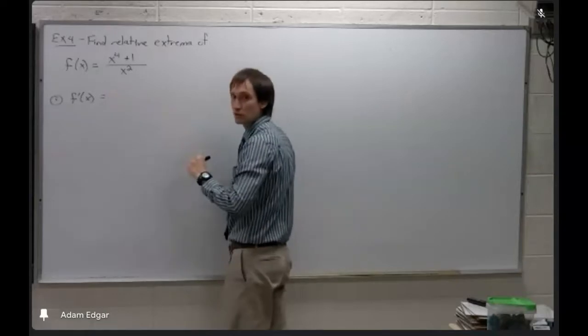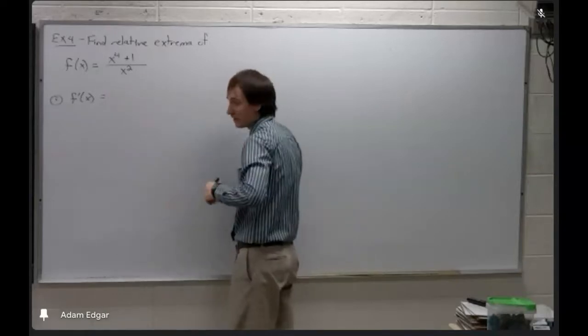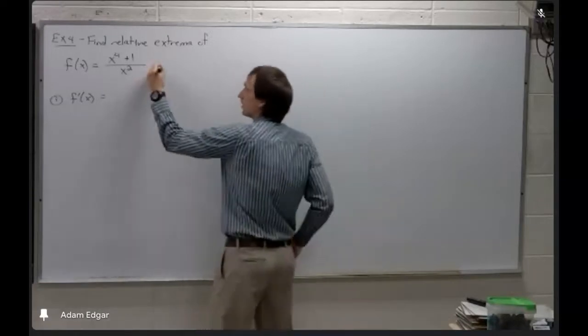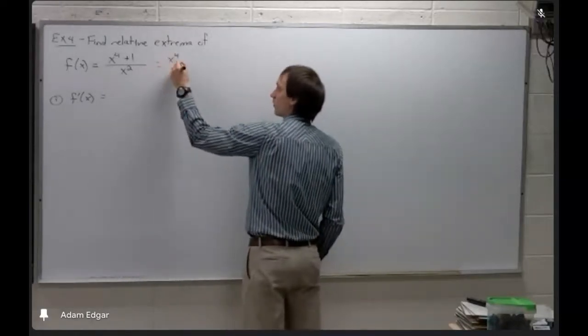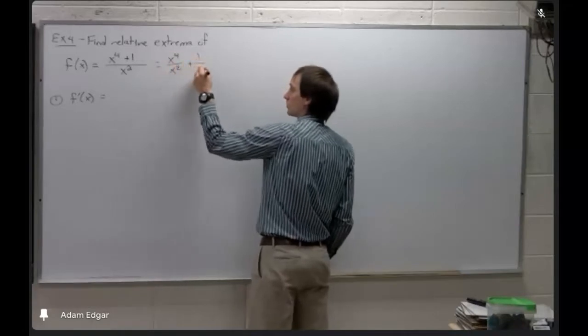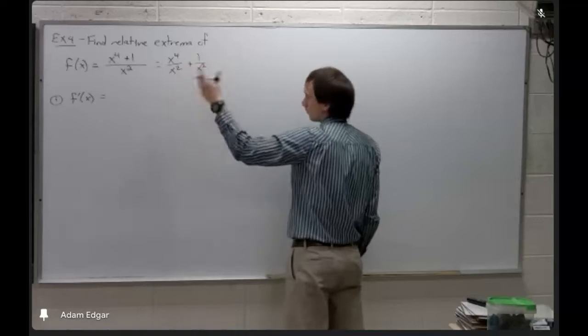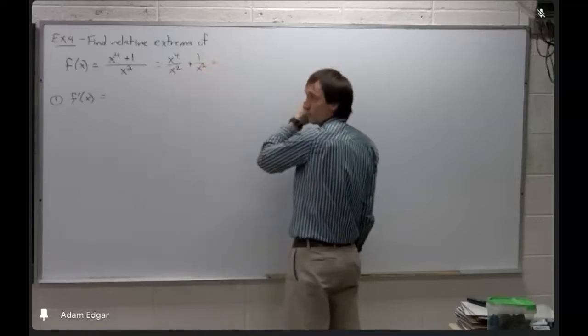Do we need to work through the derivative? So do you want to do quotient rule or blah? Blah. All right, so blah is x to the fourth over x squared plus 1 over x squared, right? And then you reduce things and make it more friendly for derivatives. What's x to the fourth over x squared the same as?